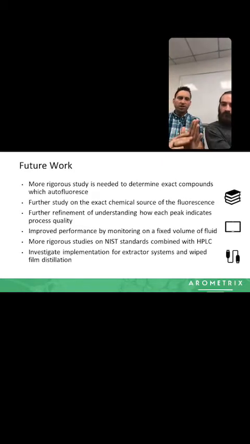And finally, while a monitoring system like this is really important for short path distillation, there's a lot of potential here for extraction systems, wiped film systems, really anywhere where you're processing this material. There's a lot of promise for the technology to be used for quality control. And so we're doing rigorous active research into how we can get this type of metrology into these types of processes.